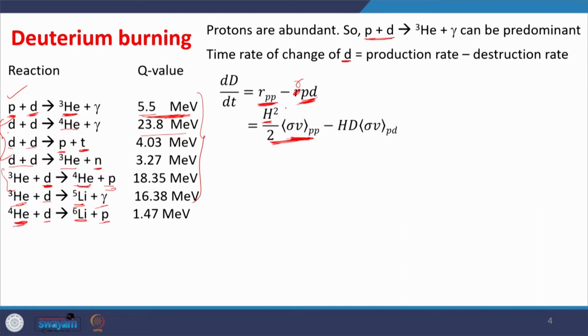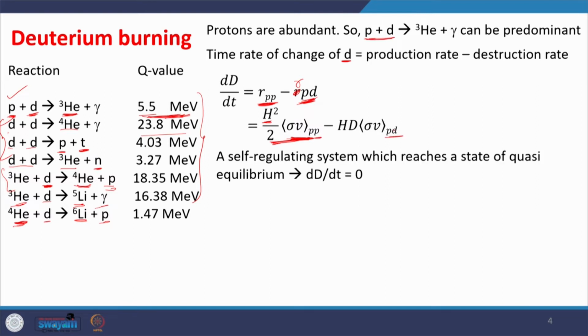Please write down for both proton plus proton and also proton plus deuterium. Alright. Now, this represents a self-regulating system which reaches a state of quasi-equilibrium, which means that dD by dt is equal to 0. See, the capital D and small d are not very different; the only thing is that I have represented the change from nucleus to atom state.